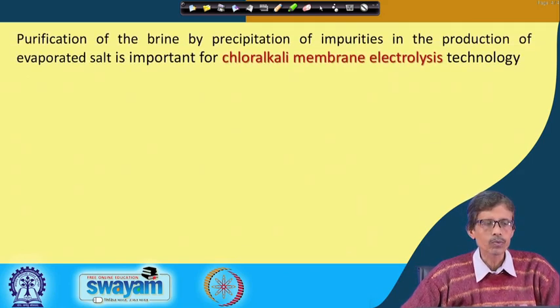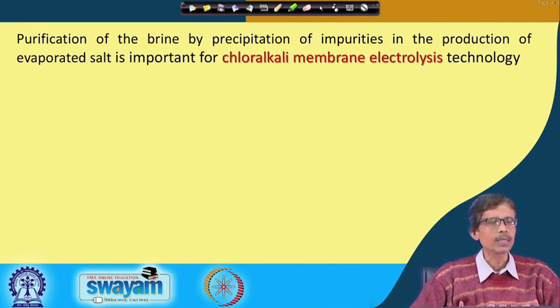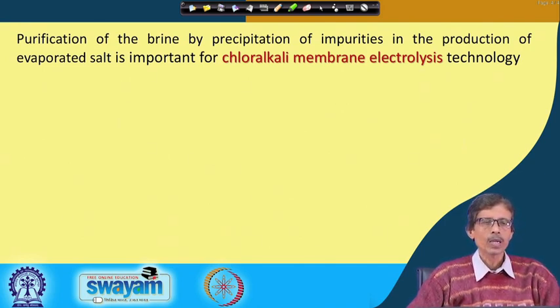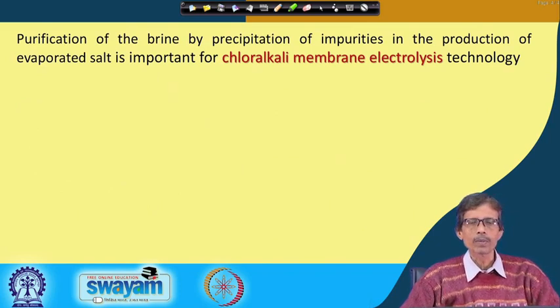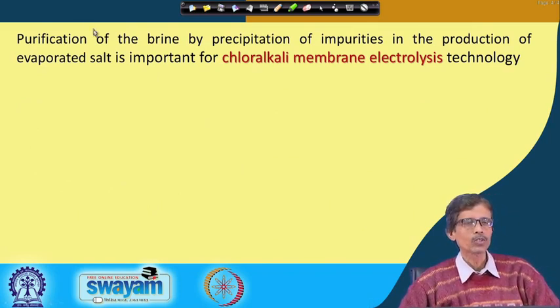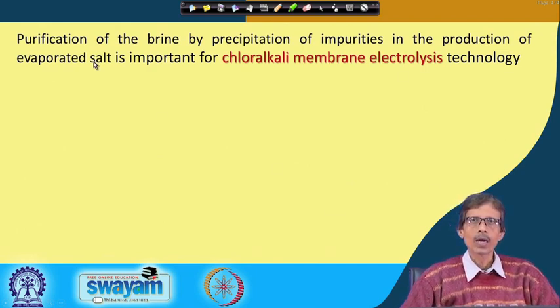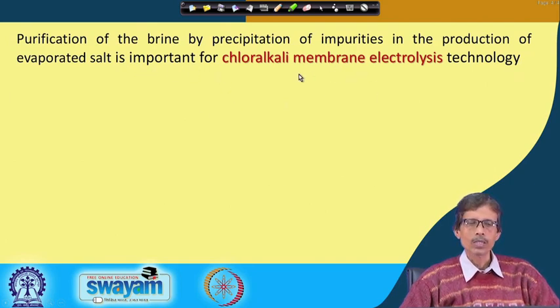So, what do we do? We start with the purification of the brine, that is the brine water, that means the sea water, the concentrated sea water. We can also have precipitation of impurities in the production of evaporated salt. That is one important technique for purification of the table salt we consume as sodium chloride, through a particular evaporation technique. So, getting this salt is very important for the one type of electrolysis which we call the chloralkali membrane electrolysis technology.